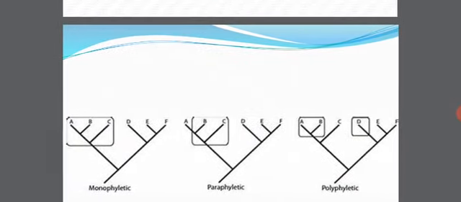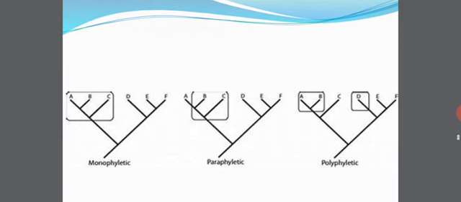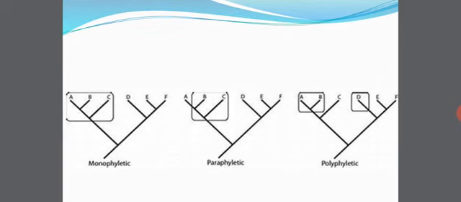So this is another diagrammatic representation of monophyletic group, paraphyletic group, and polyphyletic group. So as you see here in the diagram, in monophyletic group, from the basal ancestral stock, that is A, two parallel lines of evolution can be seen, that is B and C, which have some common characters, hence they are represented inside a box.